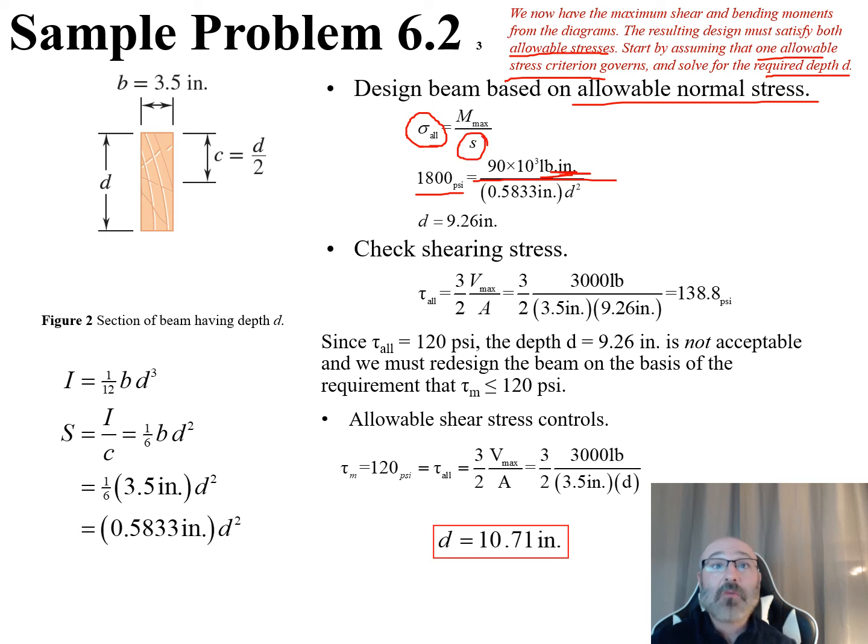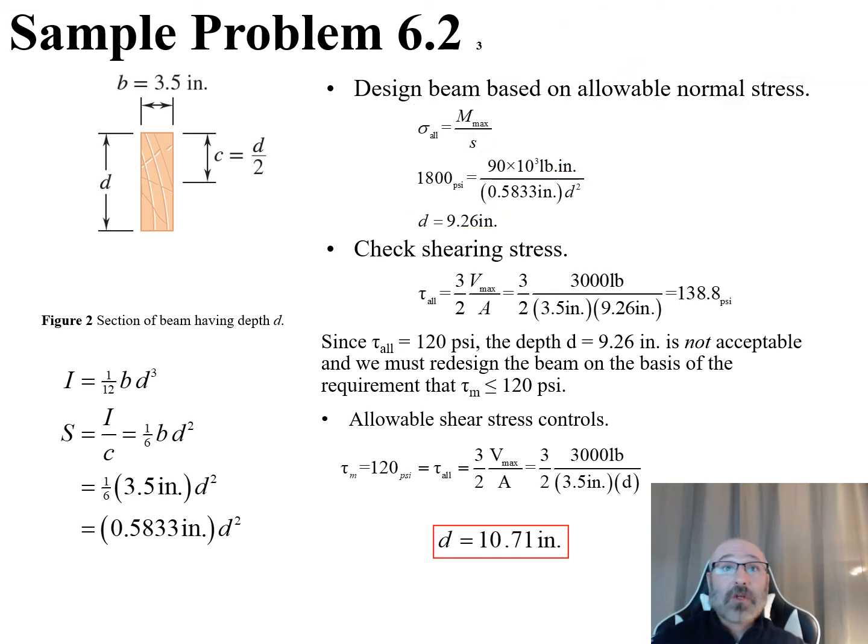So we have this as 0.5833 inches times our D squared right there. And this is coming from this relationship up here. So we can plug this in now, and when we solve for D, D is equal to 9.26 inches. So now going back to this governing equation right here for our allowable normal stress, we do see this S down here, and we can see this value.